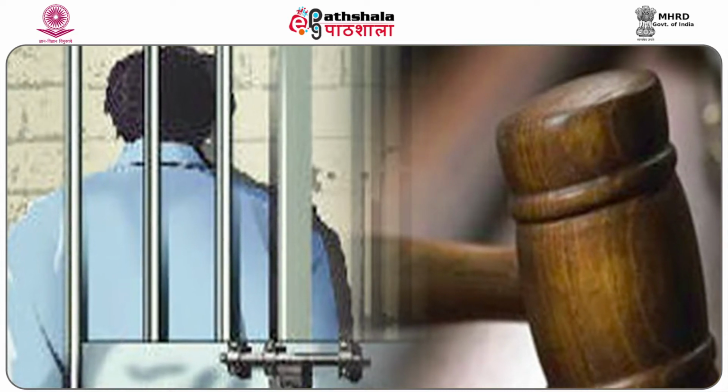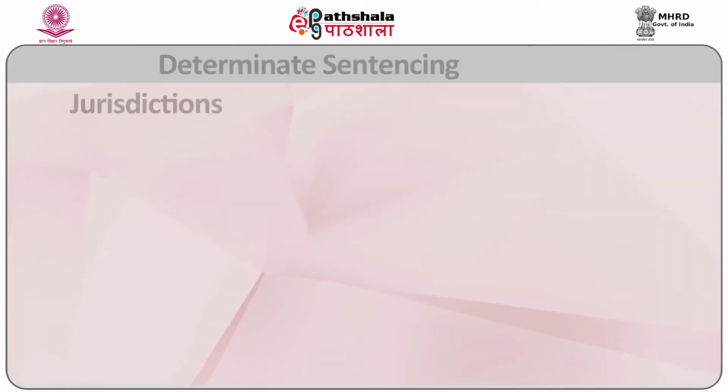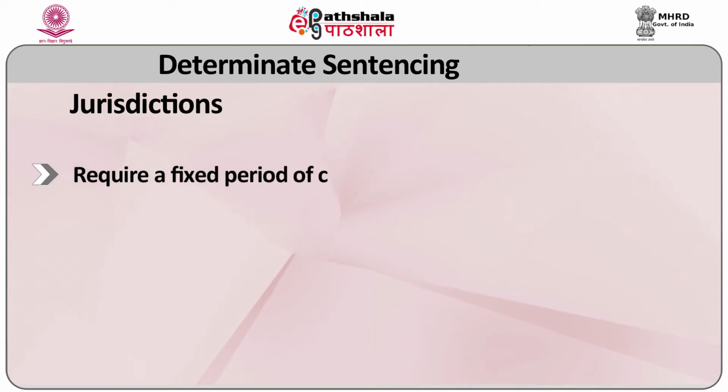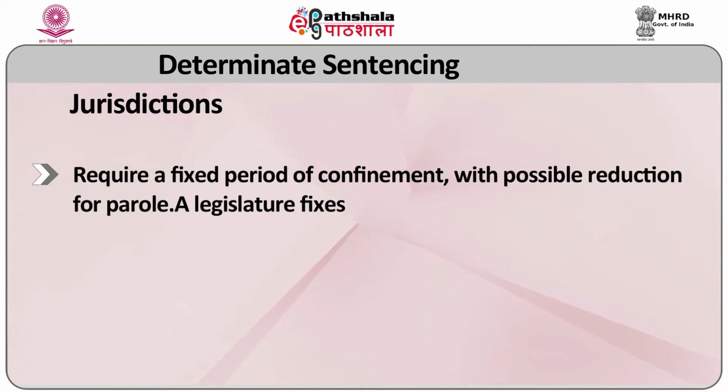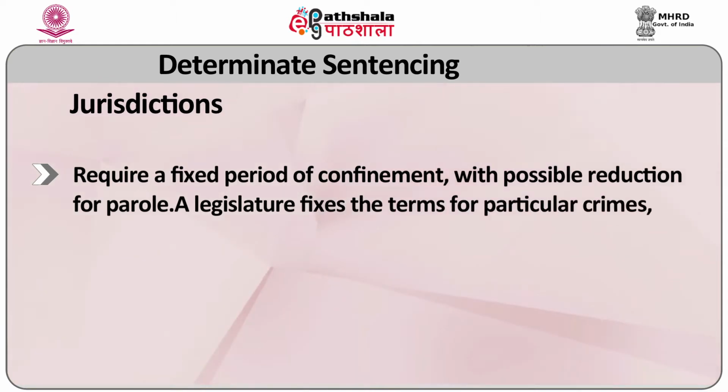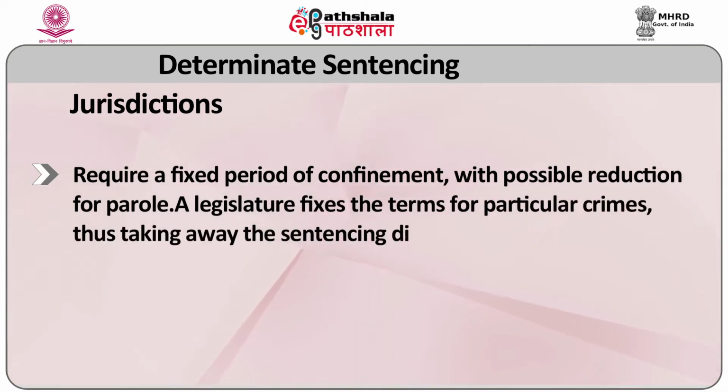Second is determinate sentencing. Determinate sentences require a fixed period of confinement with possible reduction for parole. A legislature fixes the terms for particular crimes, thus taking away the sentencing discretion of judges. Under determinate sentencing, the judge still makes the decision of whether or not the offender goes to prison, but discretion as regards the decision as to the length of sentence is taken away from the judge.